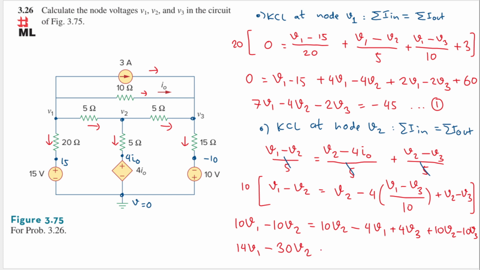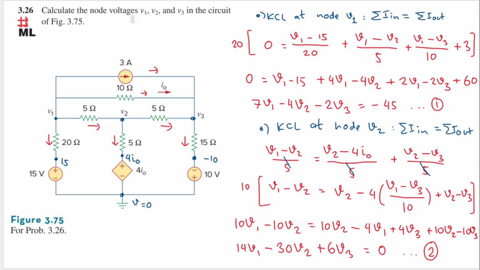And then I will have 4 minus 10. That will be minus 6. Okay, minus 6 V3 or plus 6 V3. And all of that will equal to 0. And I think this is the second part of the equation.